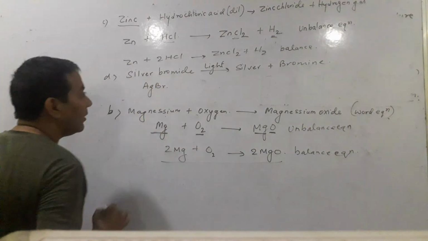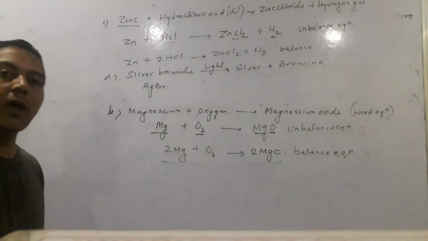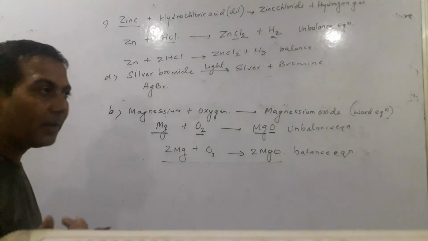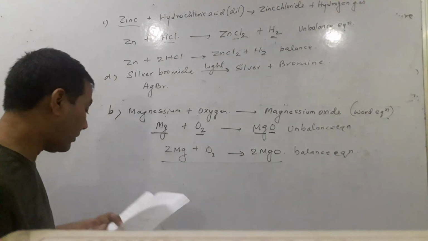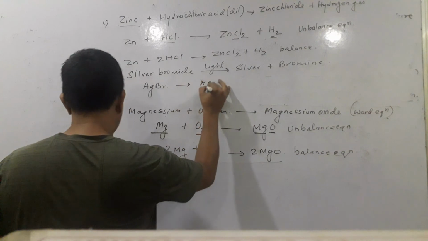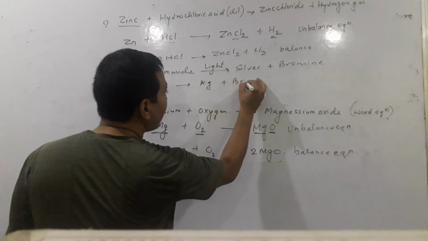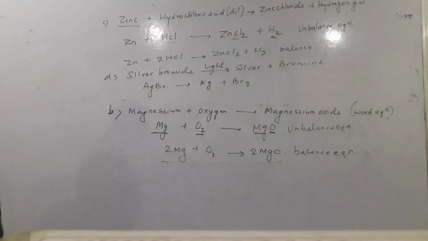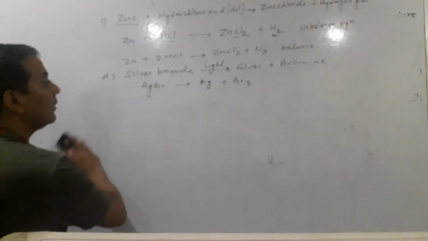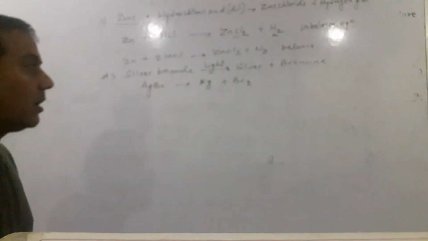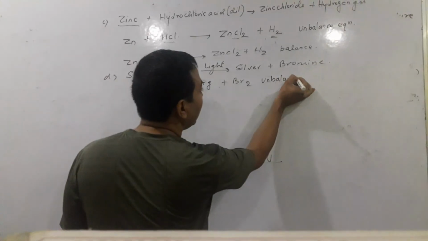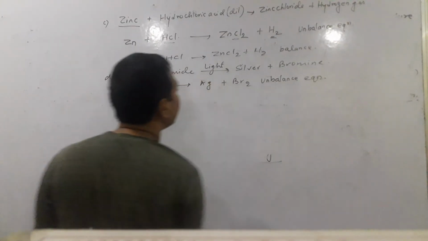Okay. Now silver has a variable valency. Silver has variable valency 1 and 3. Okay. So then it will produce Ag plus Br2. Why Br2? Halogens are diatomic. Good. Now I think you understand. Okay. Now is this balanced or not? This is an unbalanced equation.